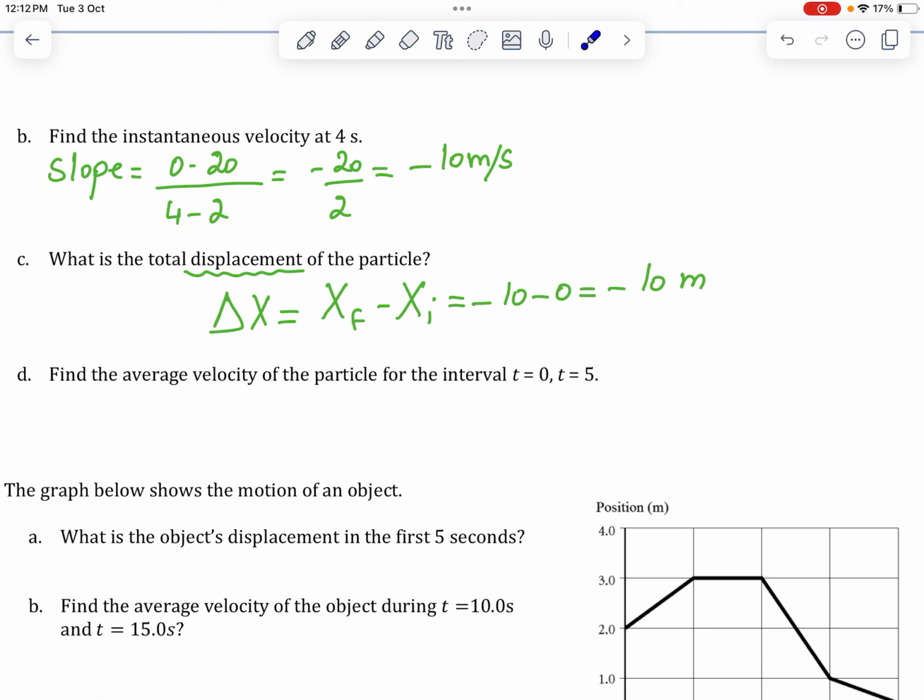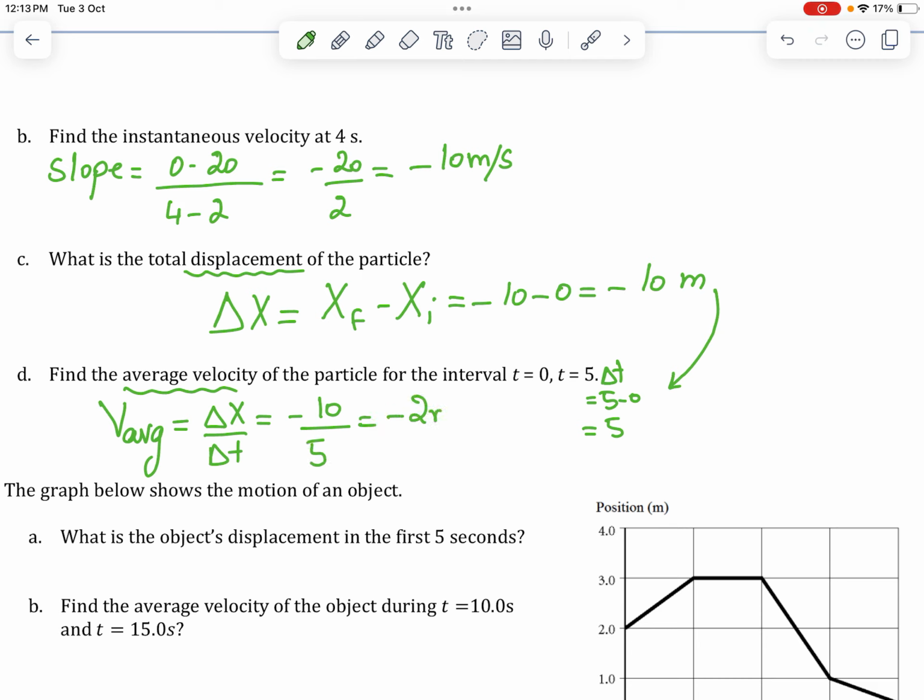Later, find the average velocity of the particle for the interval from 0 to 5. The average velocity is the total displacement divided by the time. The total displacement is what I just found, -10, over the time interval 5 minus 0, which is 5. So the average is -2 meters per second.